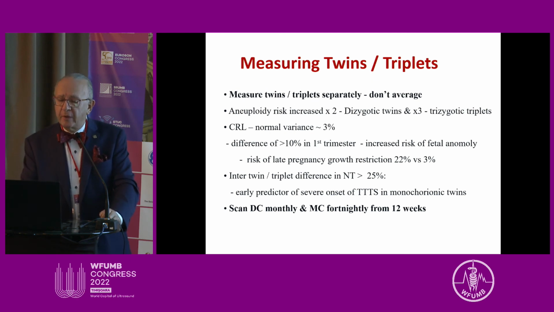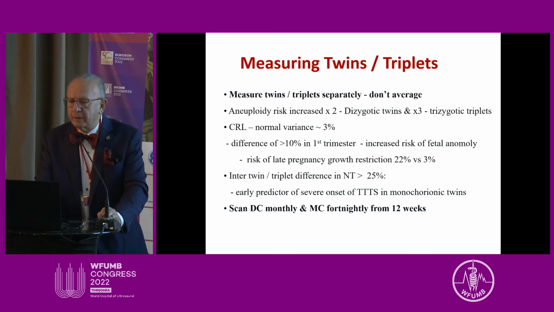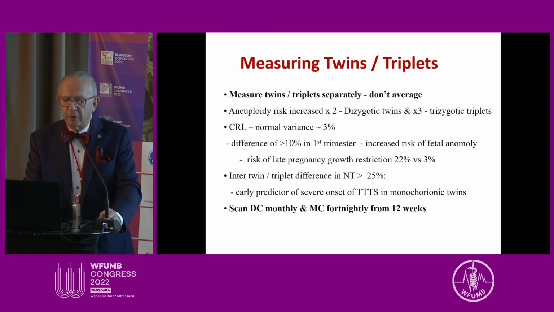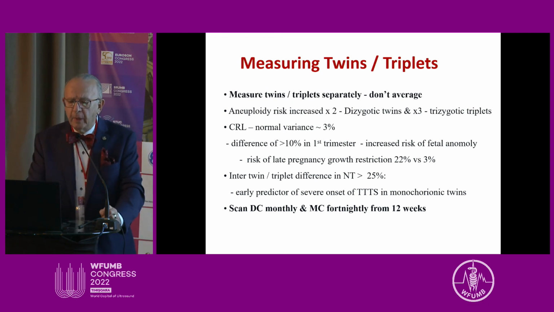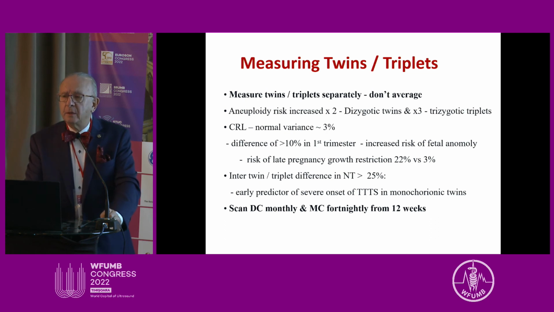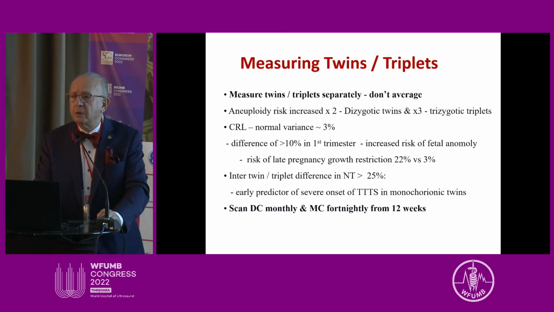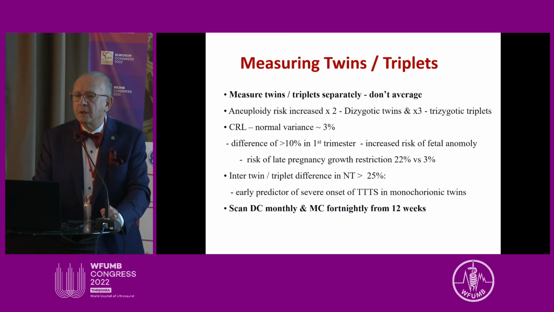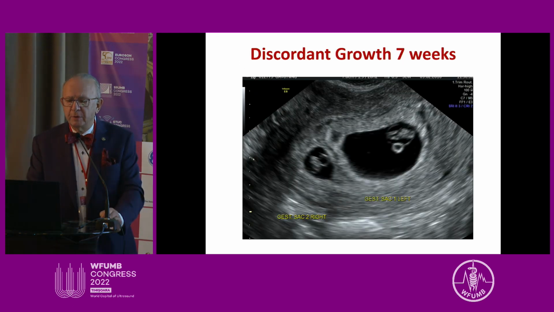But if the difference is more than 10%, there's certainly an increased risk of fetal anomaly, growth restriction later in pregnancy, or a prediction of twin-twin transfusion syndrome. We scan the dichorionic twins monthly and the monochorionic twins every 2 weeks from 12 weeks on. Why do we scan the monochorionic twins more often? As I said, there's a much higher risk of complication. Therefore, this is the time where we scan them.